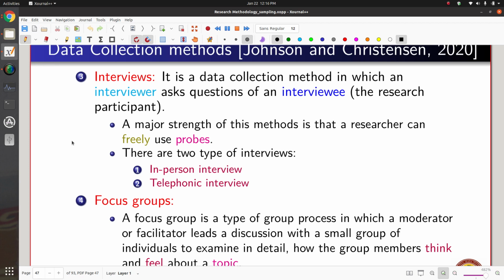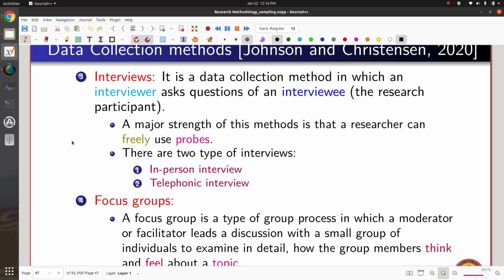Now, as I told you, one of the major strengths of this method is that you can freely use probes. Probe means once the interviewer asks a question and the participant responds, you can ask a further set of questions as per their response. Once he or she gives a response, you can again raise another question on the basis of that response that the participant has given. Okay, for example, suppose you ask your participant.